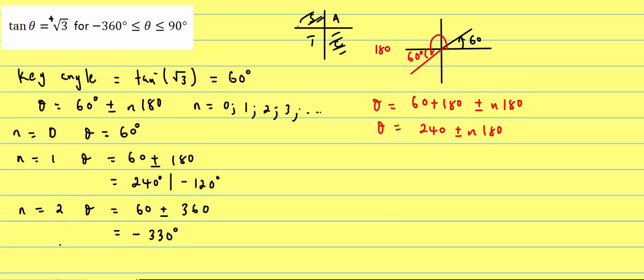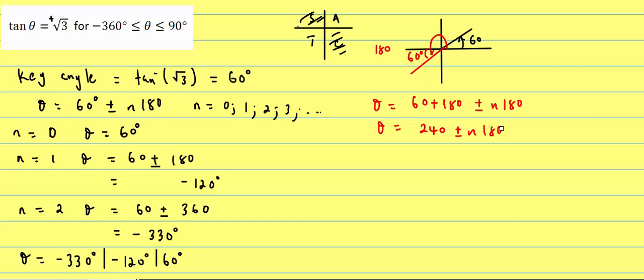Now, grouping everything in ascending order, theta will be equal to minus 300 degrees. The next one is going to be equal to minus 120 degrees. Next one will be 60 degrees, and the largest value is going to be 240 degrees. In fact, 240 is greater than 90, so it is not a solution. It's got to be less than 90 degrees. So that's not a solution to the equation. So 60 degrees is the largest value that will satisfy this equation.